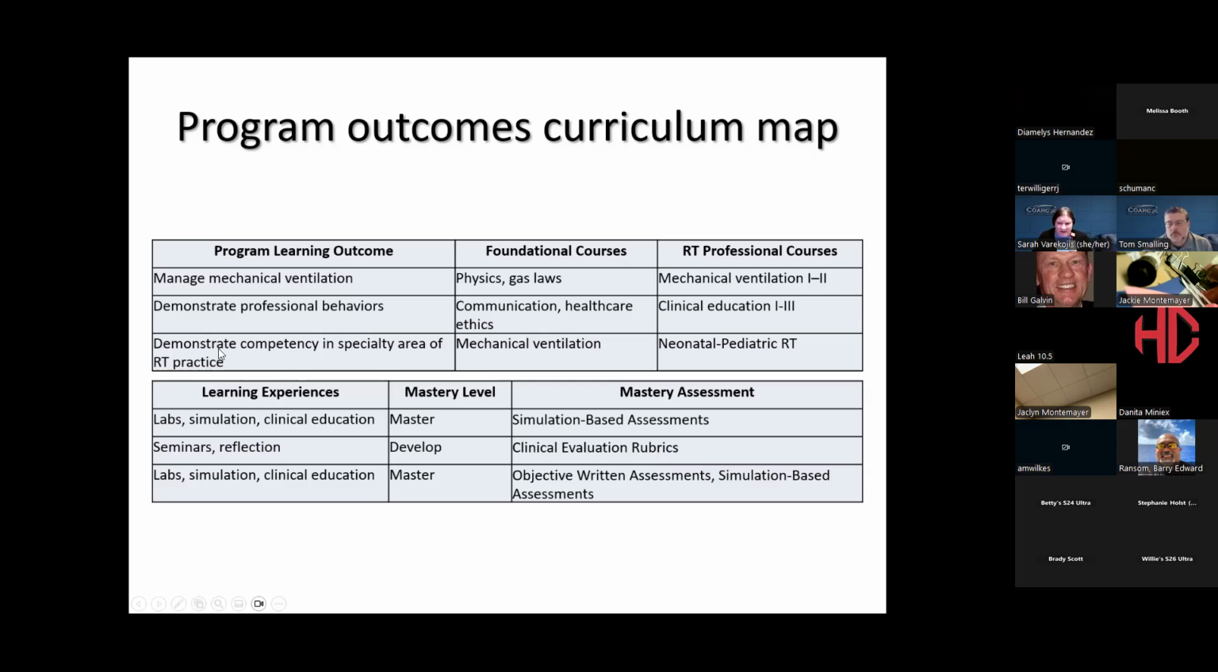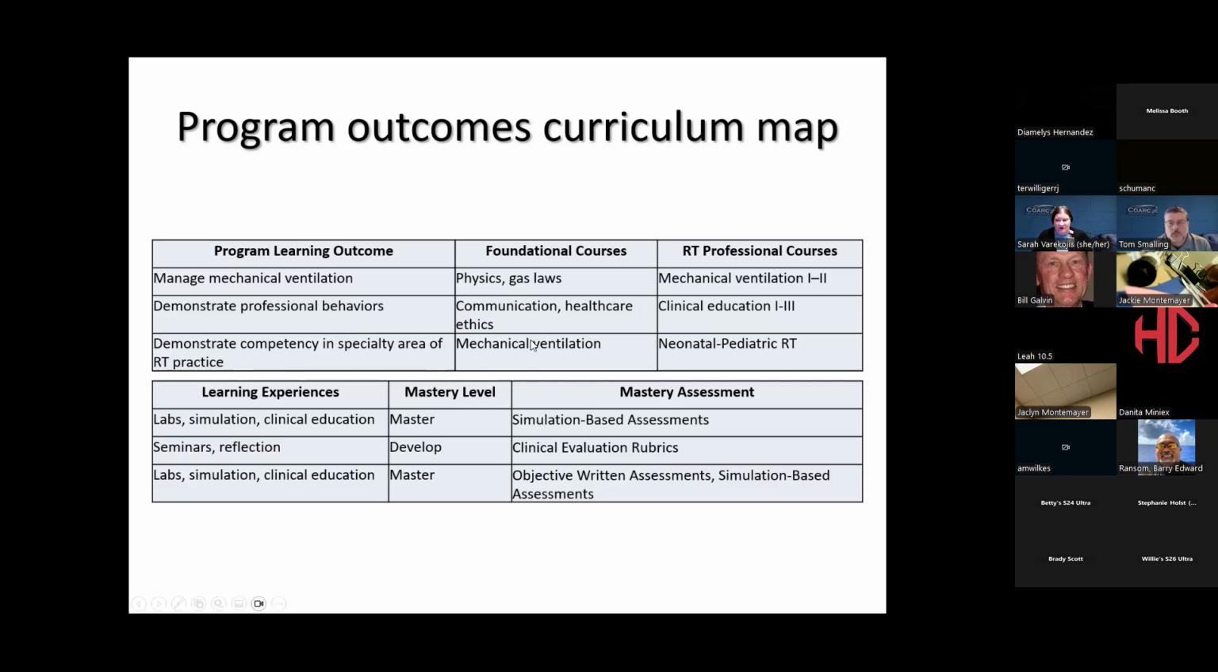And then demonstrating competency in a specialty area of RT practice. I think Tom had mentioned minimizing redundancy, but sometimes redundancy is important. And so I'm going to pick neonatal pediatrics as an example, right? There's a specialty credential that goes with that. That is a patient population that should be covered in entry into practice programs and those kinds of things. But if you are a degree advancement program and you have some sort of expectation that they become competent in a specialty area, you might want to further flesh that out.